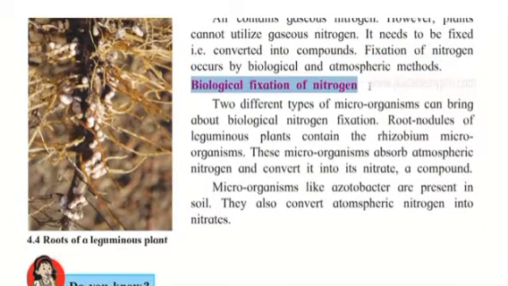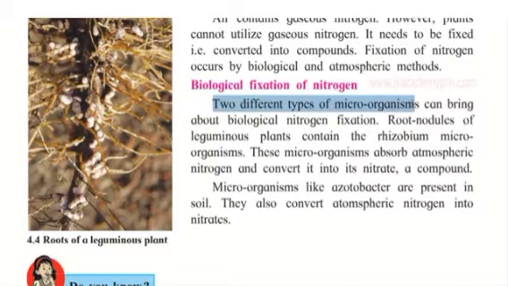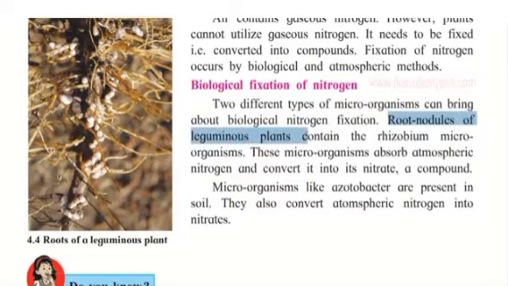Biological fixation of nitrogen. Two different types of microorganisms can bring about the biological nitrogen fixation. One is the root nodules of leguminous plants, which contain the rhizobium microorganism. If you look at the picture alongside, these are the root nodules of the leguminous plants, and they have this rhizobium microorganism. So they help in fixing.